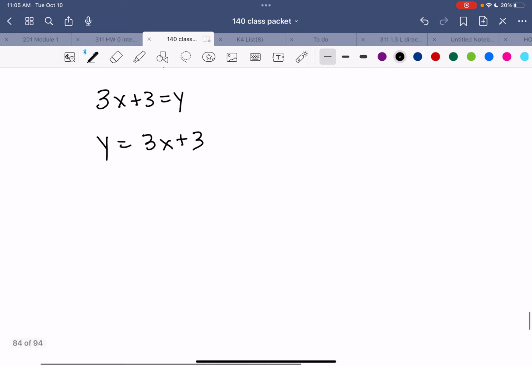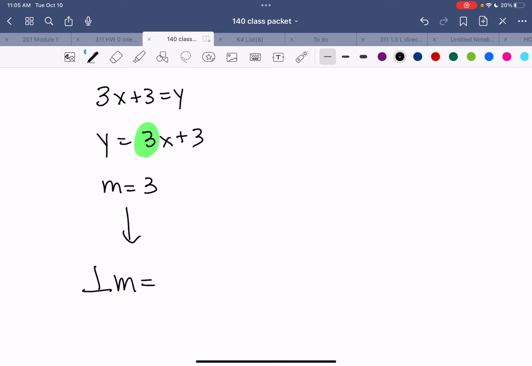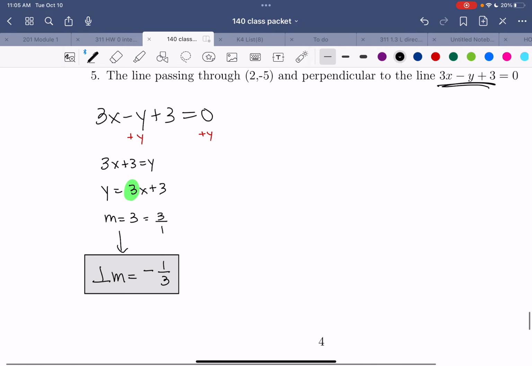Okay. Now, the plus 3 is not important here, but I do want to talk about the slope here. So the slope of this line is 3. Okay, not my line. I want to be perpendicular to that slope. So the perpendicular slope that I want is going to be the opposite sign, so negative, because that one's positive. And I'm going to flip the 3 over. So instead of 3 over 1, I'm going to make it 1 over 3. And that's my slope that I'm going to use. Okay, and they give me the point 2, negative 5.